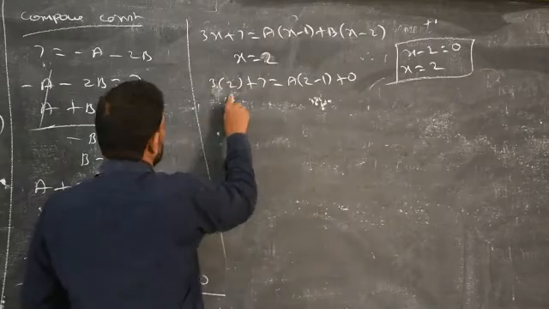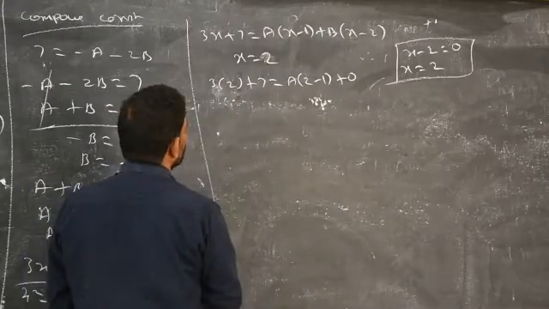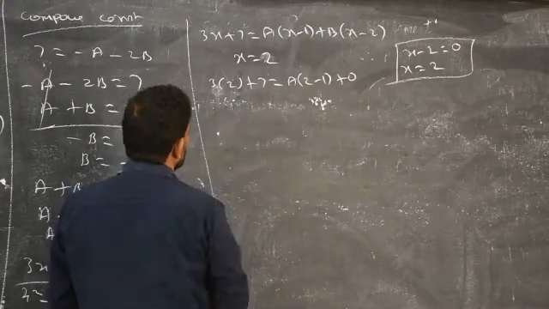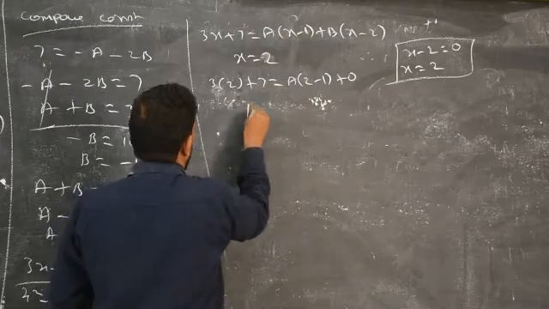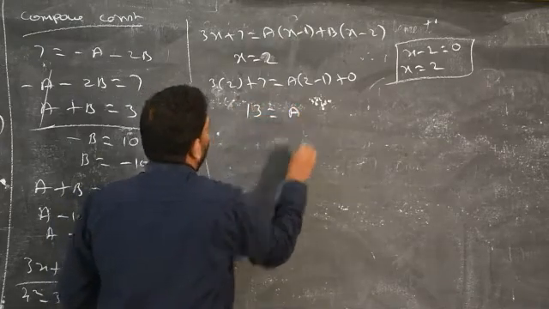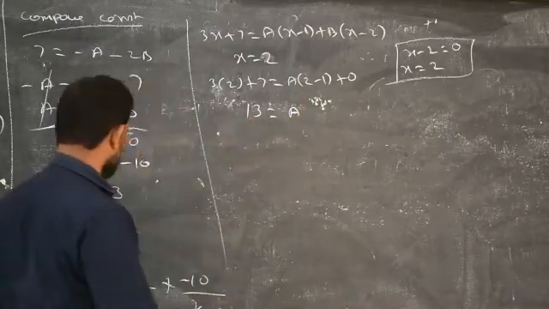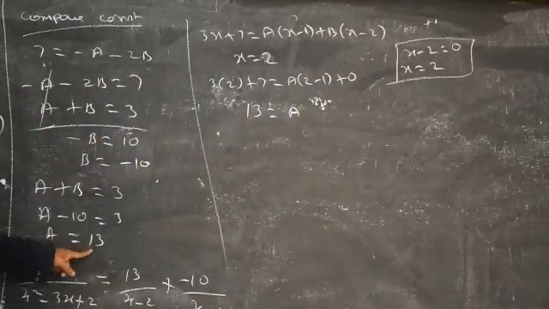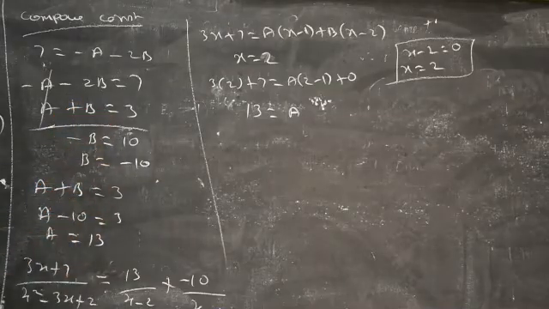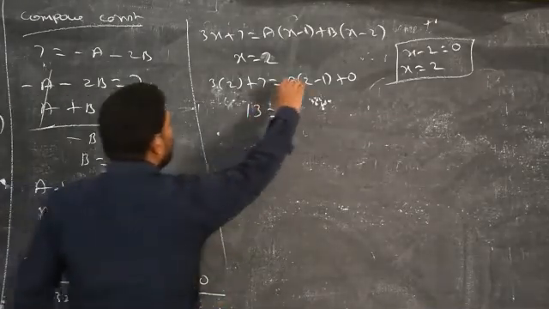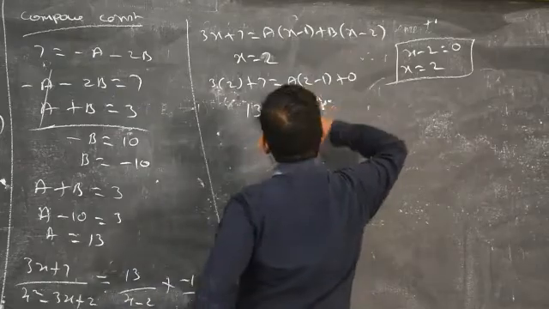So 3 2s are 6, 6 plus 7, 13. a is equal to 13 because 2 minus 1 is 1, 1 into a. See, I found a is equal to 13. What will be the answer? a is 13, the same answer.